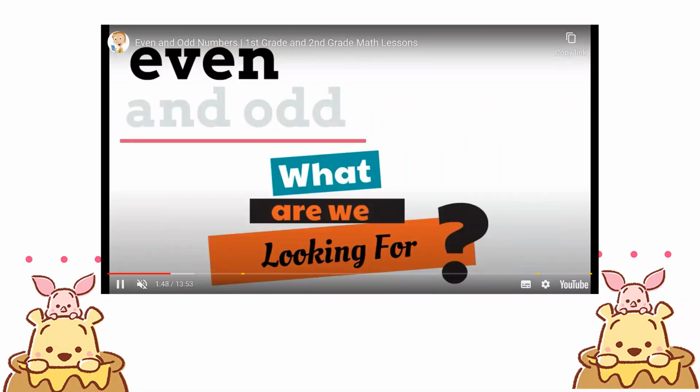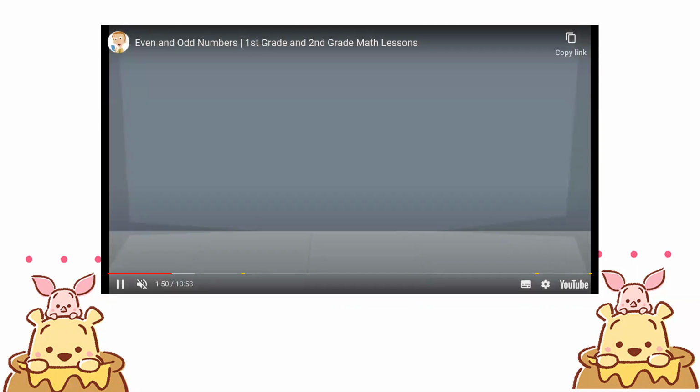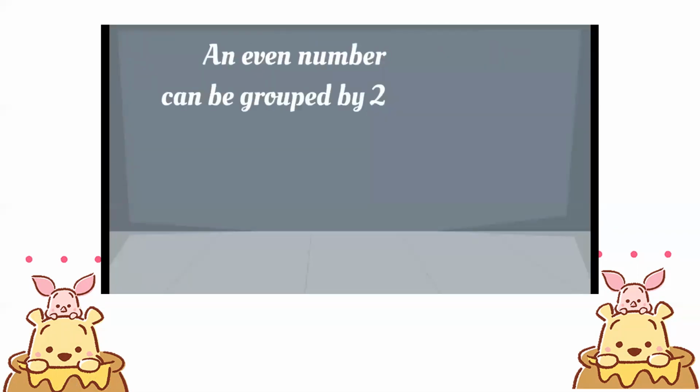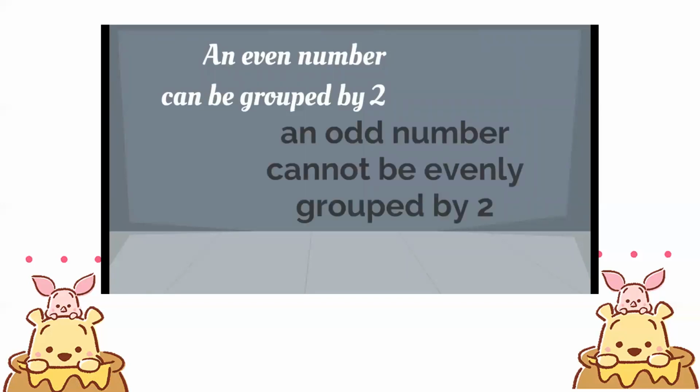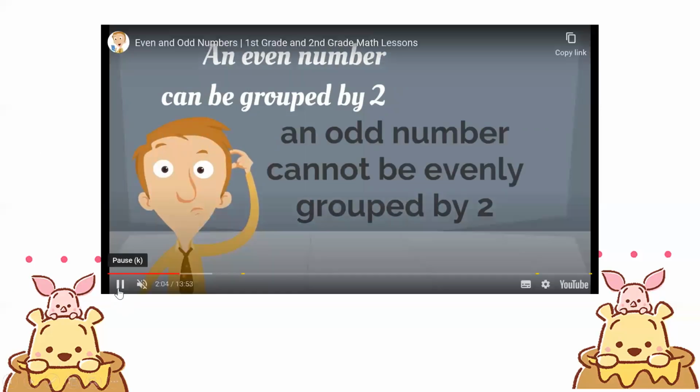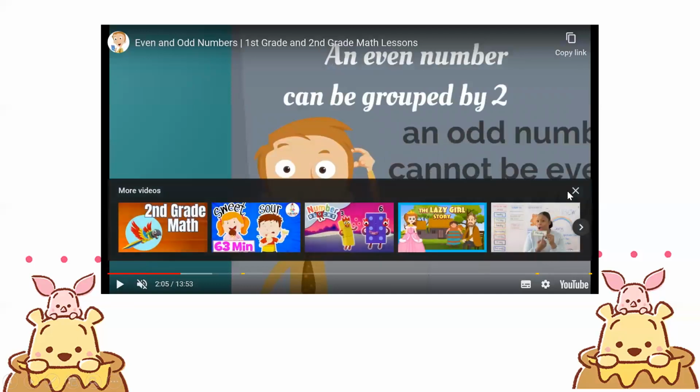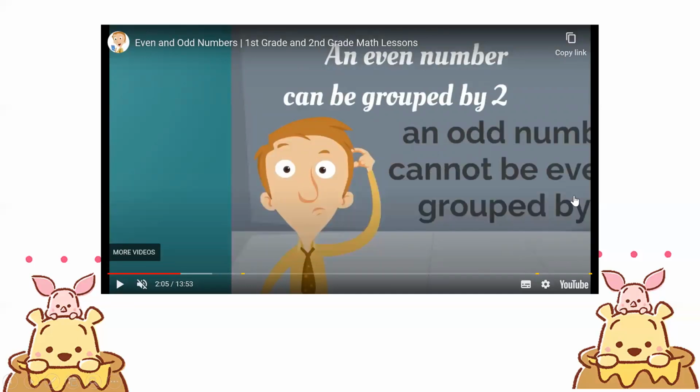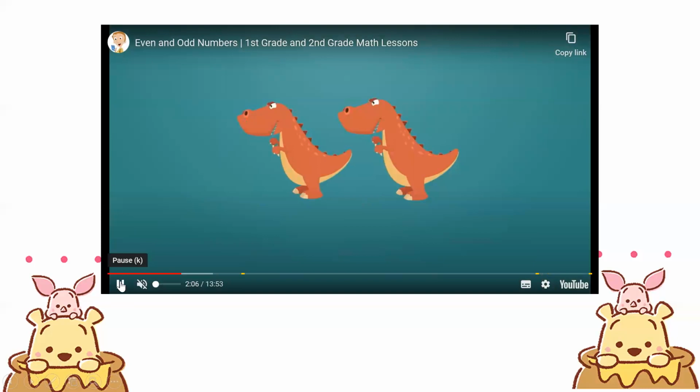But you have to keep one thing in mind about what we are looking for in the story, odd and even. The even number can be grouped by 2 and the odd number cannot be evenly grouped by 2. Okay? Keep this in mind. You learned this previously also, that the even number can be grouped by 2 and the odd number cannot be grouped by 2. Keep this in mind and let's start and see.